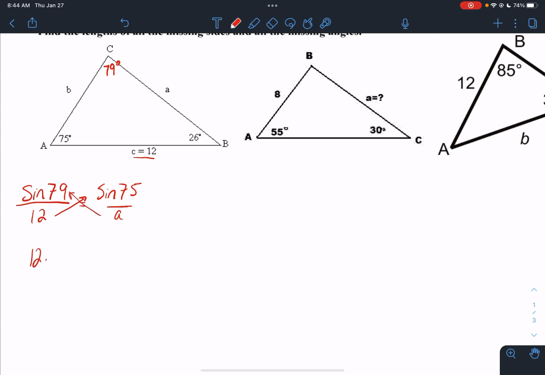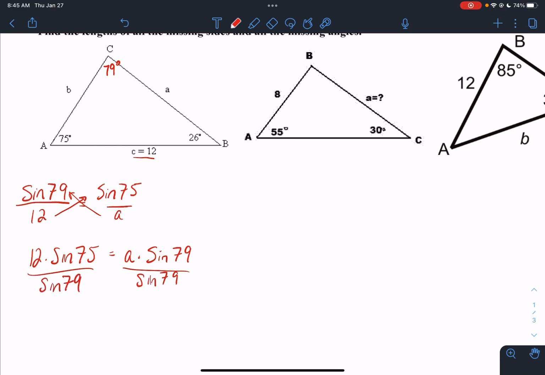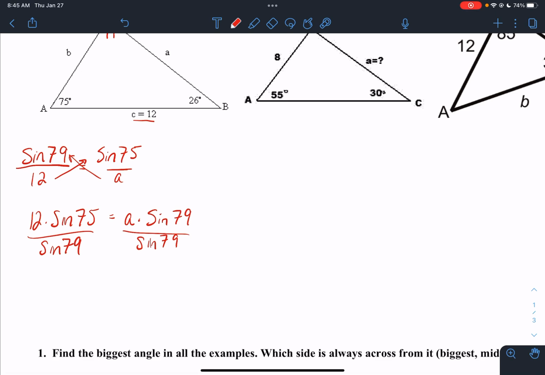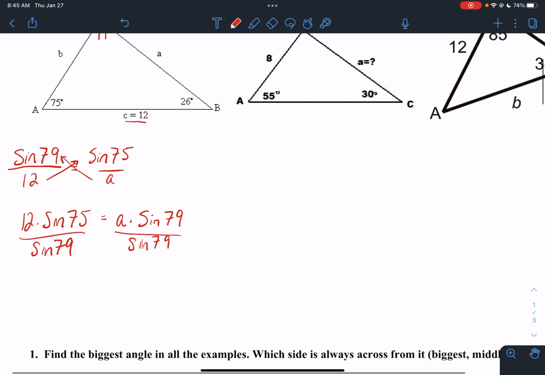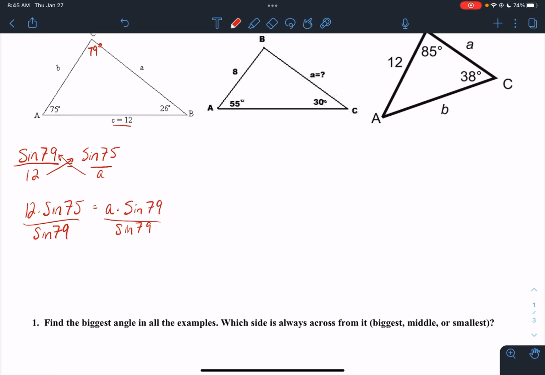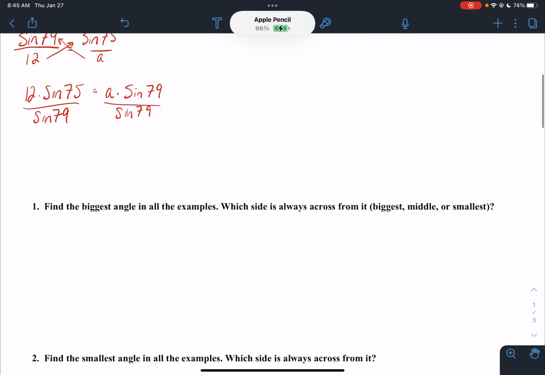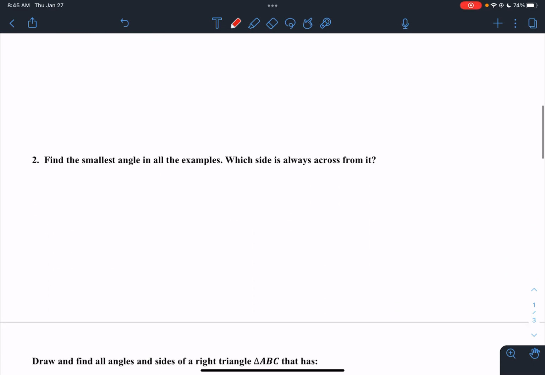So I have 12 times the sine of 75 is equal to A times the sine of 79. And then I can divide both sides by the sine of 79. That's a big calculation that I can do, which would then give me the length of side A. Once I do that, I can do the same proportion, except I can find out what side length B is. Once I do that, then there's a pattern with triangles. So I want to find the biggest angle in all the examples, and then which side is always across from the biggest angle, and then the smallest angle, which side is always across from it.